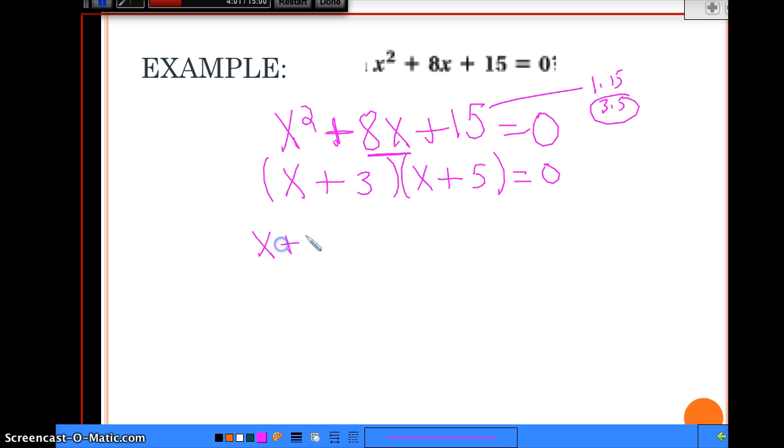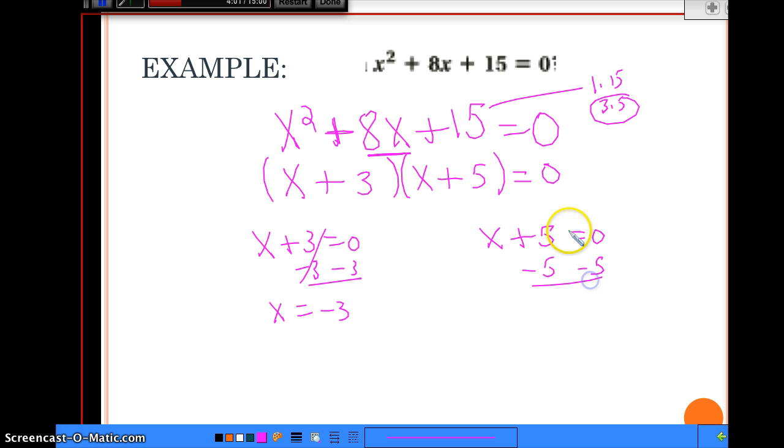So we have x plus 3 equals 0 and x plus 5 equals 0. Once we separate them, we've fully factored, and we separate them just like I showed you 2 screens ago. You're going to solve each one to figure out what the possible answers, or better yet, roots are. So the first possible root is negative 3, and the second possible root is negative 5.